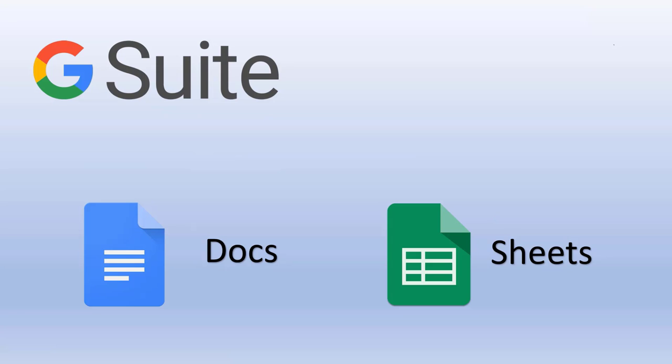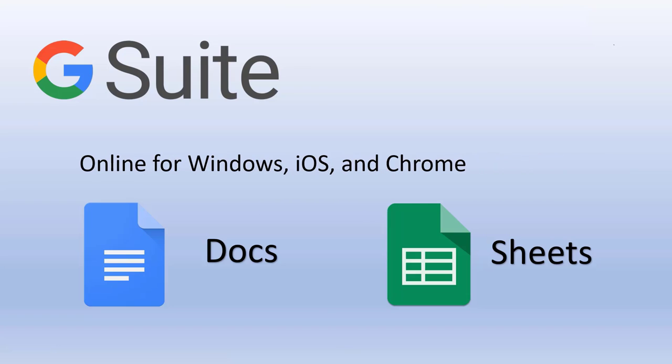Google gives us some similar features and operations to Microsoft Office, but the good news about this one is also that it's free, and we will be looking at what are called Google Docs and Google Sheets, which are the equivalent to Word and Excel. This is online for Windows, iOS, and Chrome, so it's pretty much multi-platform.